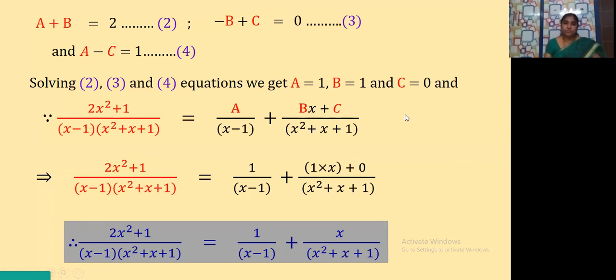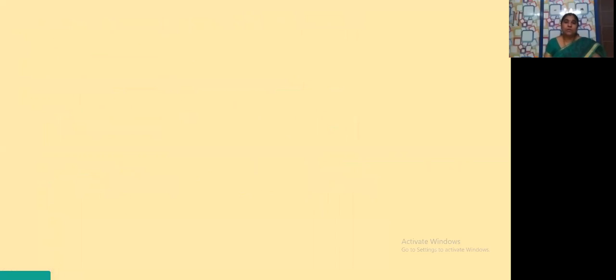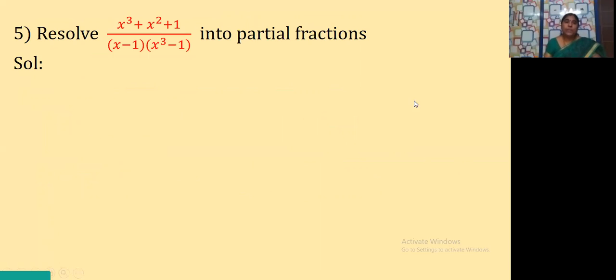So remember, children. Next one is one more important kind of sum we have. Resolve (x cube plus x square plus 1) by (x minus 1) into (x cube minus 1) into partial fractions. So here, children, it is also a similar kind of sum. Here we have x minus 1, one linear factor. Here it is x cube minus 1. We already did it in the last sum, x cube minus 1. What did we do there? We reduced this term into a product of two factors, remember, written as a cube minus b cube. Yes or not?